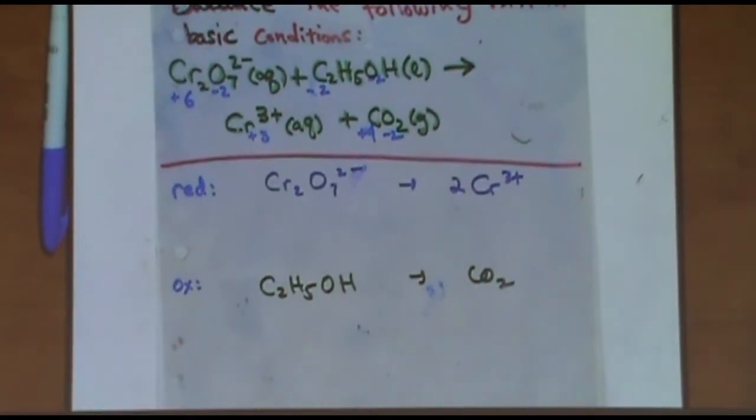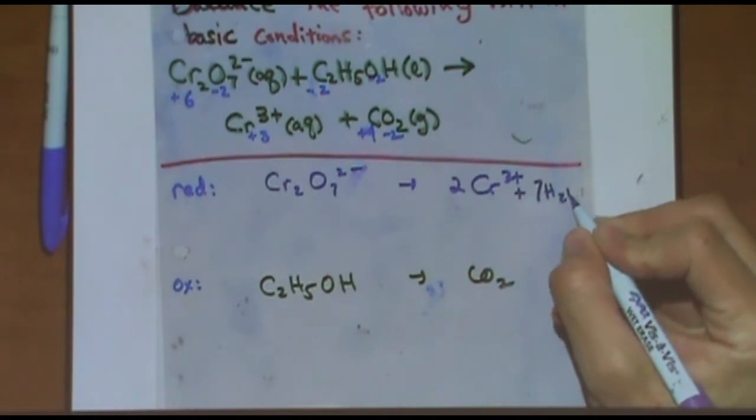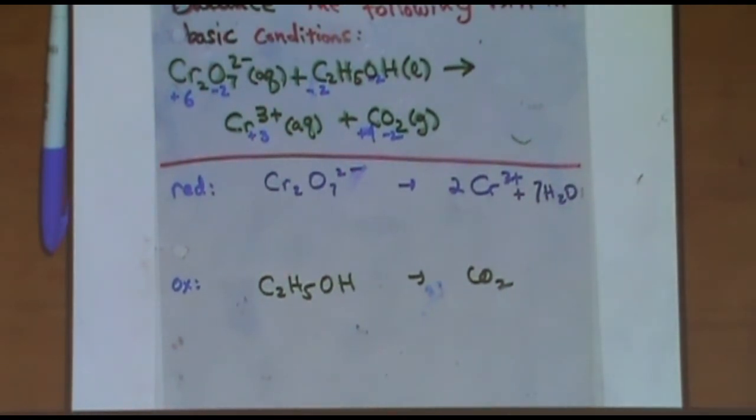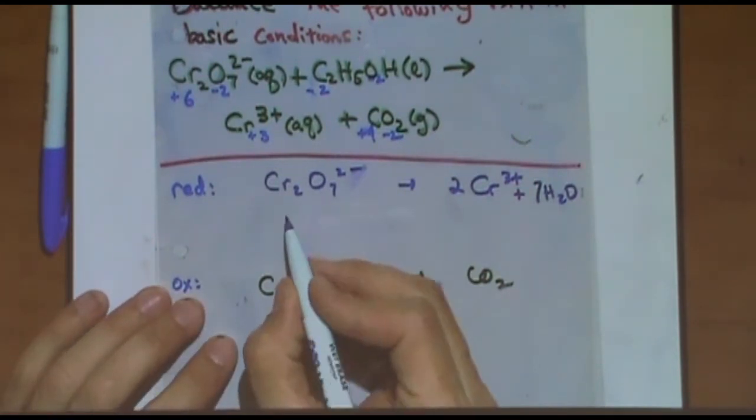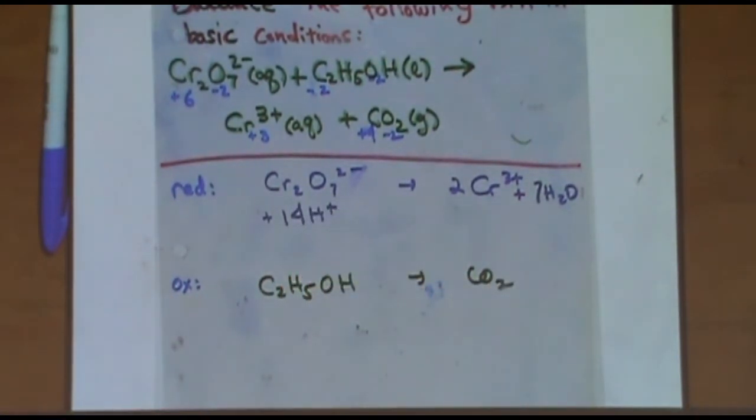Step 1, balance whatever is not oxygen or hydrogen, that's chromium. 2. Step 2, balance the oxygens with water. So +7 H2O. Step 3, balance the hydrogen with what? H plus, yeah, not H2, not H. Plus 14 H plus.